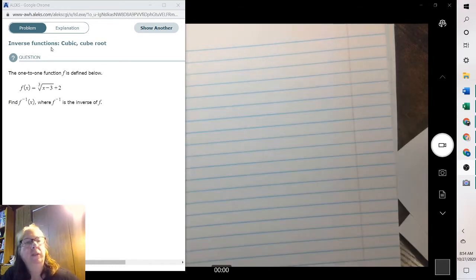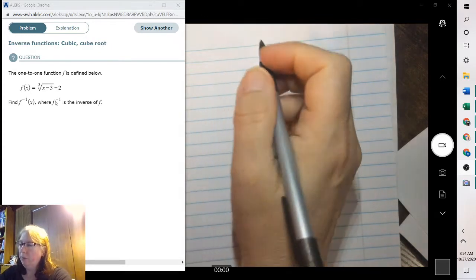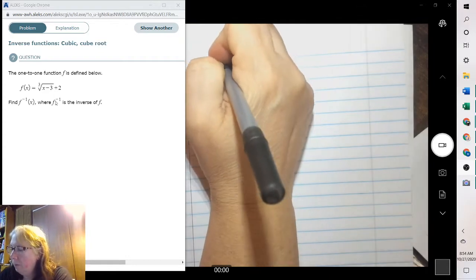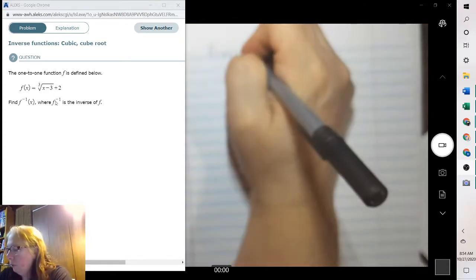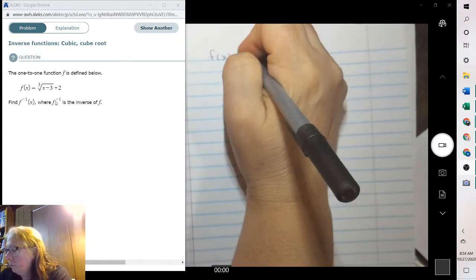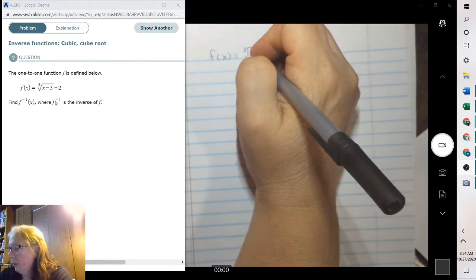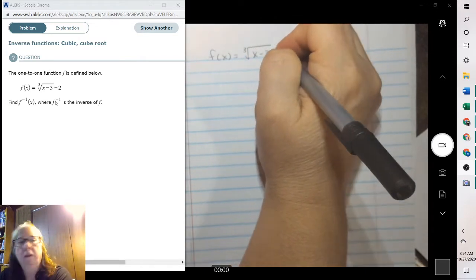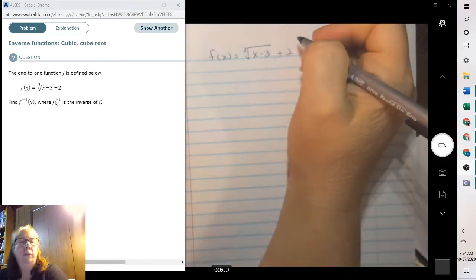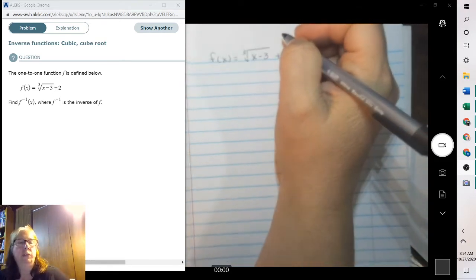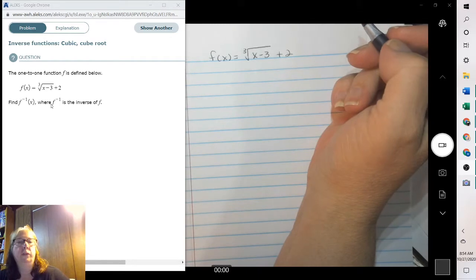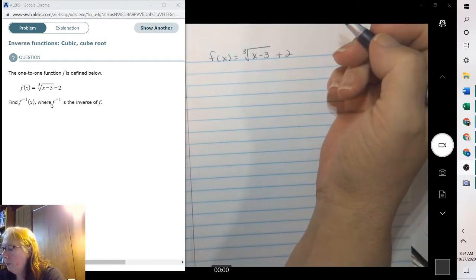So first we're going to do an inverse function when you have a cubic or cube root. So we have f of x equals the cube root of x minus 3 plus 2. And we already know it's a one-to-one function because they told us it, so we can just take the inverse. Remember, there's 4 steps in taking the inverse.